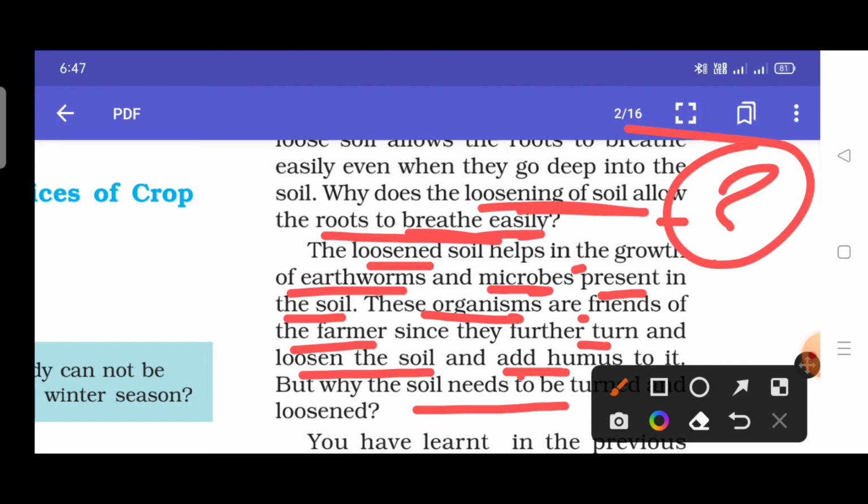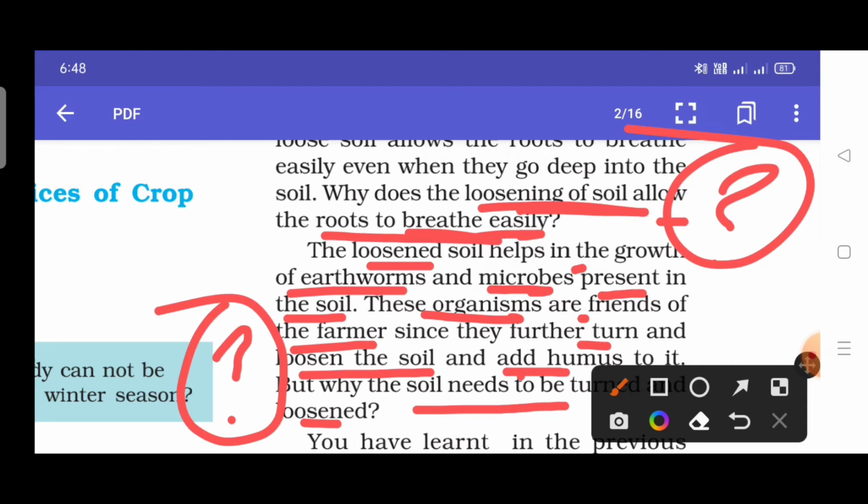But why does the soil need to be turned and loosened? So now what is the question? What is the need to turn the soil and loosen it? Okay, हमने पता कर लिया कि हम सोइल को लूज़ करेंगे, ठीक है, उसको टर्न करेंगे तो हमारे जो क्रॉप है उसकी जो रूट्स हैं वो डीप तक पेनिट्रेट हो सकेंगे. बट ये चीज़ क्यों ज़रूरी है लूजन करने को? ठीक है, लूज़ करना इसलिए ज़रूरी है because उसमें आपके अर्थवॉर्म्स और माइक्रोब्स ग्रो कर जाएंगे सोइल के अंदर, जो कि आपकी सोइल को टर्न और लूज करने में फर्दर हेल्प करेंगे और ह्यूमस को ऐड करेंगे.